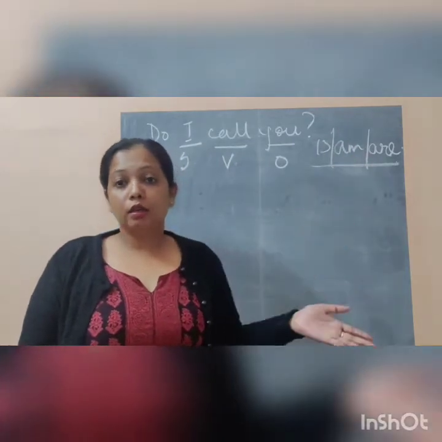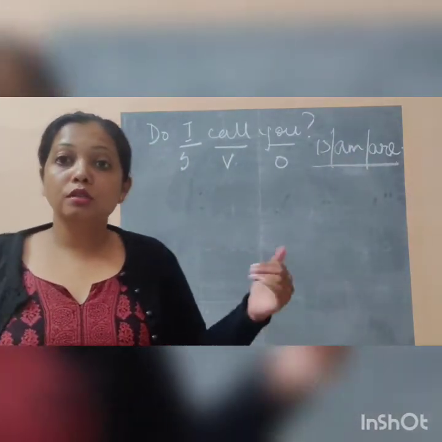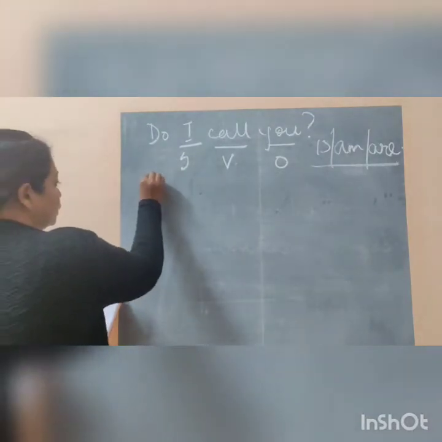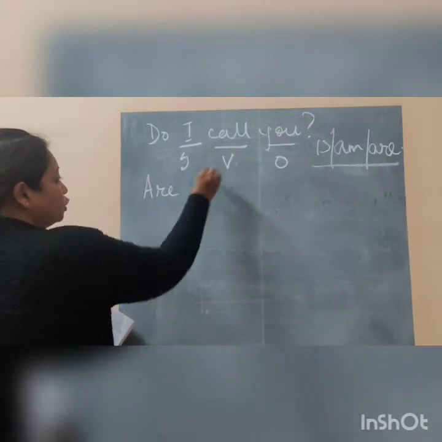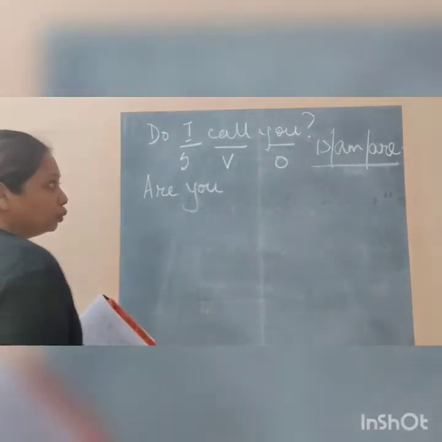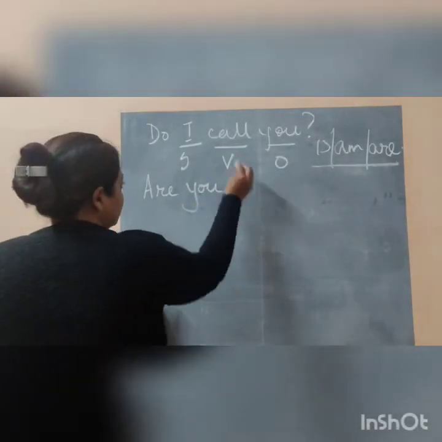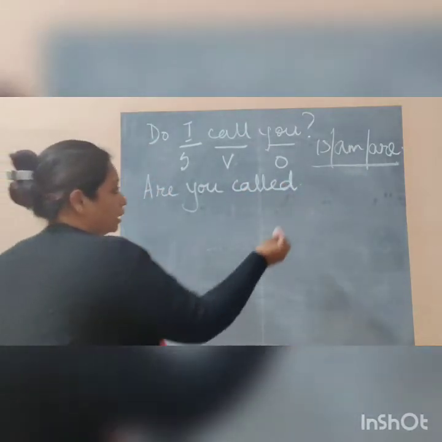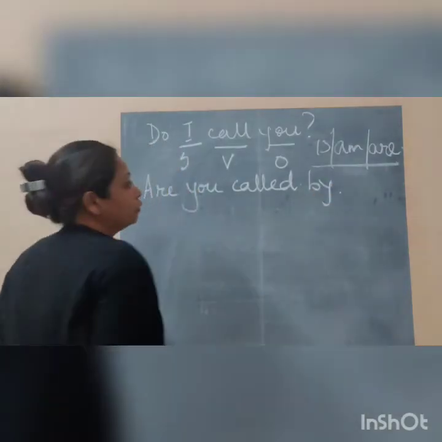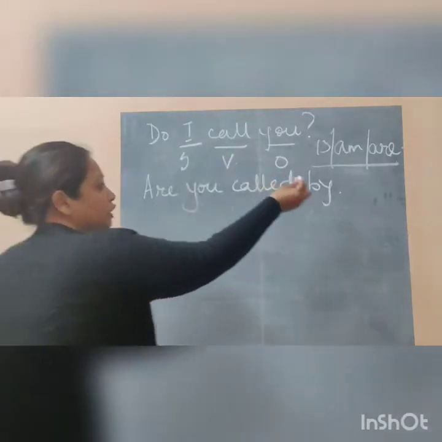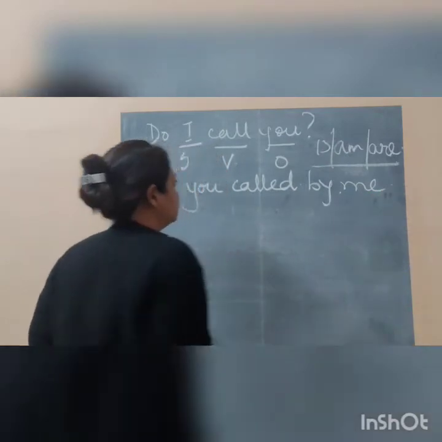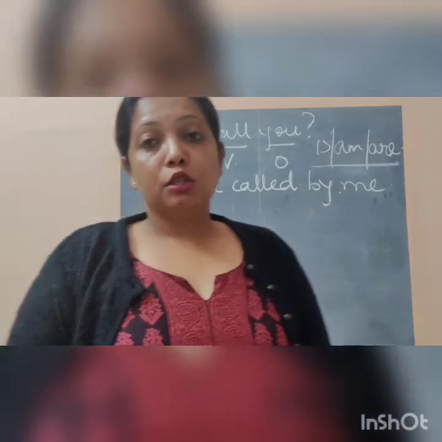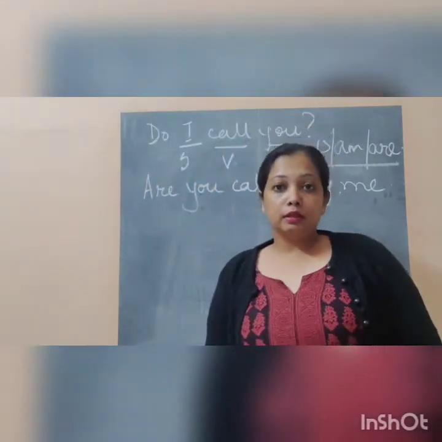So with you we use are. You remains as you. Called, the third form of the verb. Then by, we always put by. I will change to me. So: Are you called by me? So it will be changed to this form.